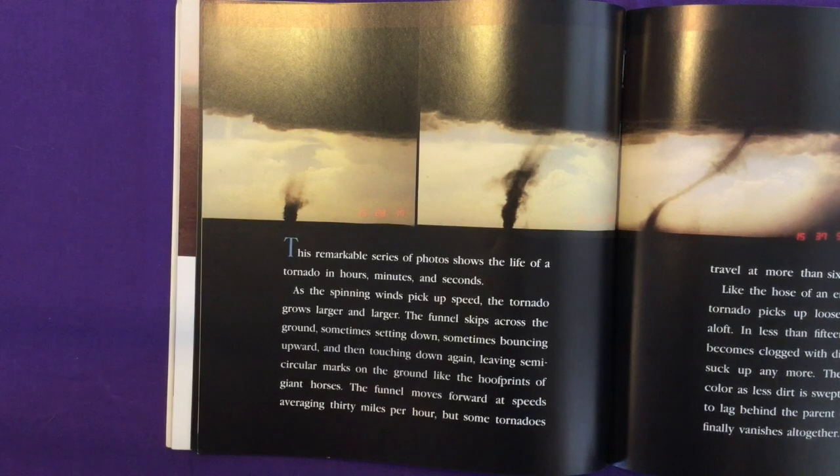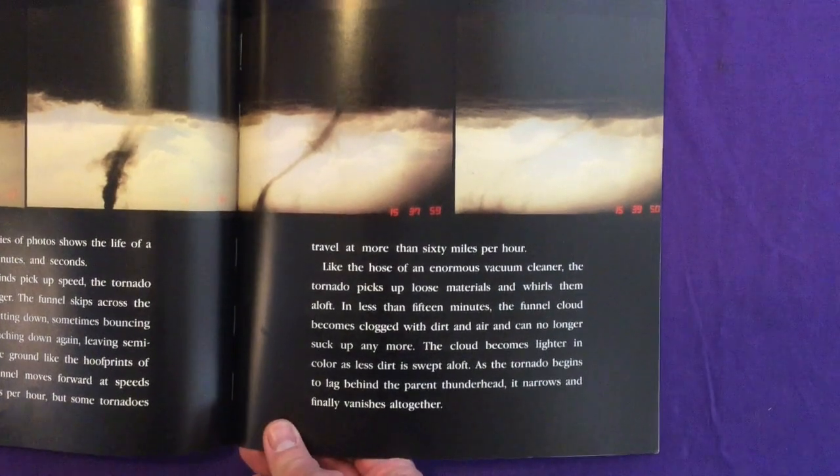The funnel skips across the ground, sometimes setting down, sometimes bouncing upward, and then touching down again, leaving semicircular marks on the ground like the hoof prints of giant horses. The funnel moves forward at speeds averaging 30 miles per hour, but some tornadoes travel at more than 60 miles per hour.